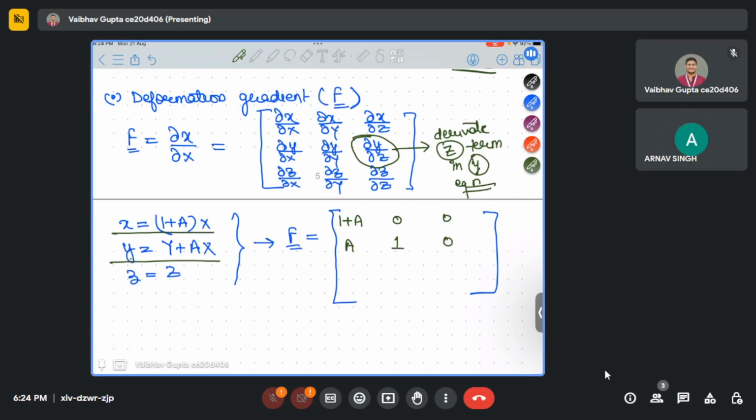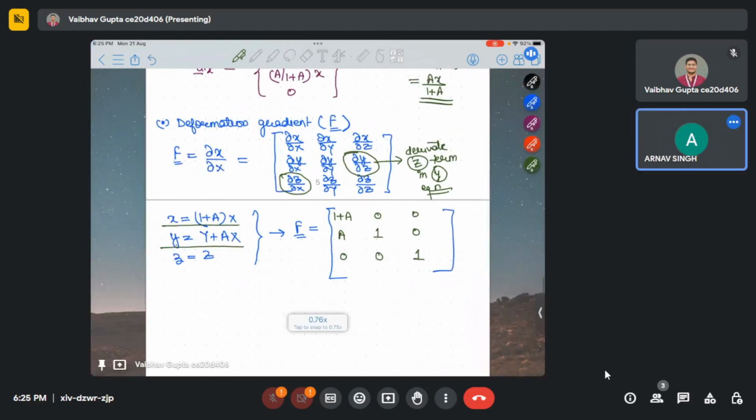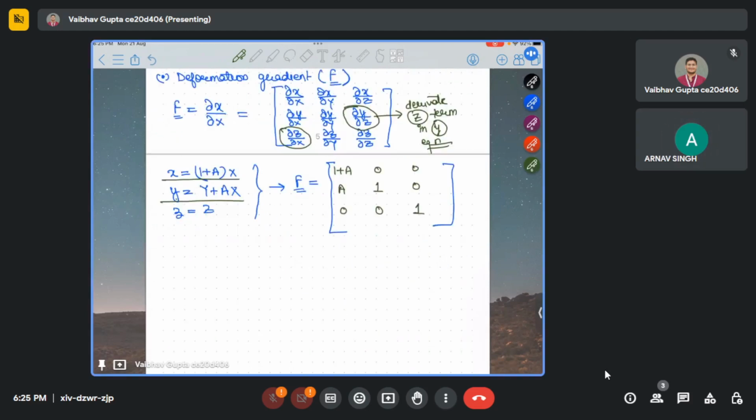Now dou small z by dou capital X. Here it will derive the capital X term in the small z equation. No x term, so 0. Similarly, no y term, so 0. And here 1. So you got how to calculate F, the deformation gradient? Clear? Okay, now we'll go to the next point: displacement gradient.